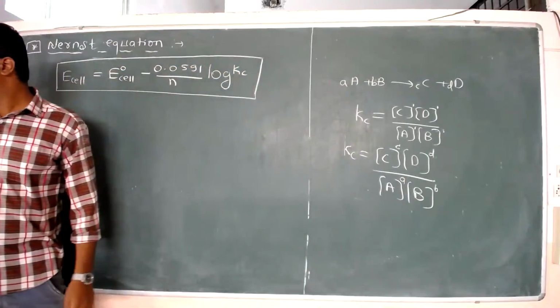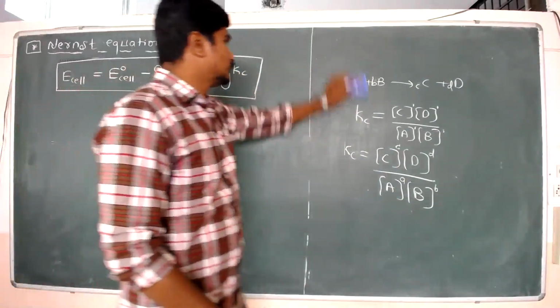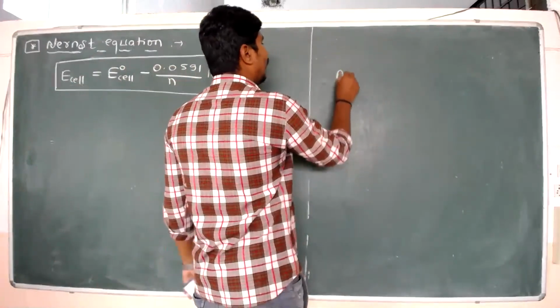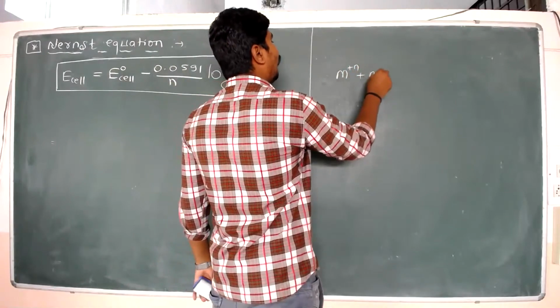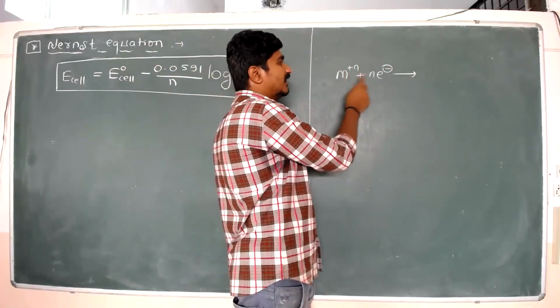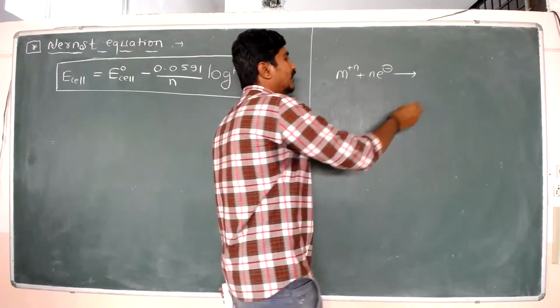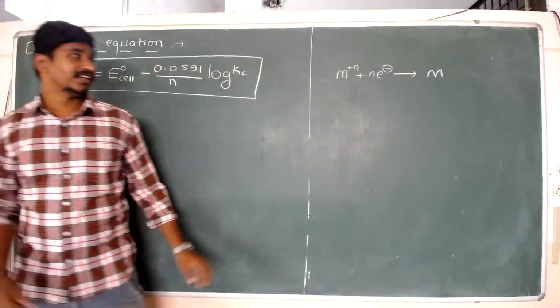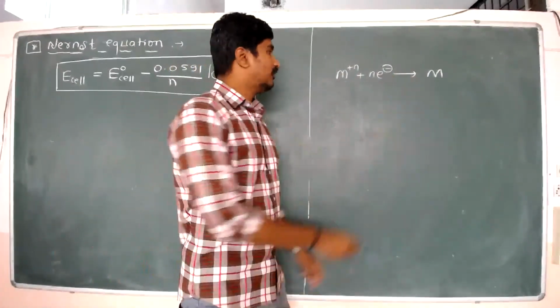Now, I am taking another reaction, a reduction reaction. This one is a metal ion. Now, when the metal ion gains n electrons, it will become M. This is the reaction. How to write the Kc?